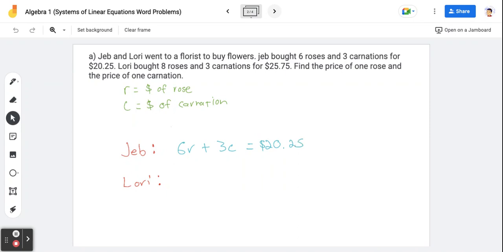Lori's equation, very similar. She bought 8 roses and also 3 carnations for $25.75. And there's your system. All there is to it. If you wanted to go ahead and solve it, this looks like a pretty good opportunity to use the elimination method, mainly because notice I have a 3C and a 3C. My variables are lined up, everything the way that I want it to be, possible to solve. So we can go ahead and find the price of a rose and the price of a carnation the same way we would solve any system.